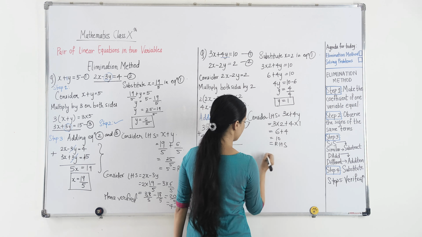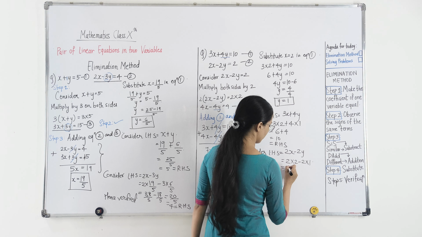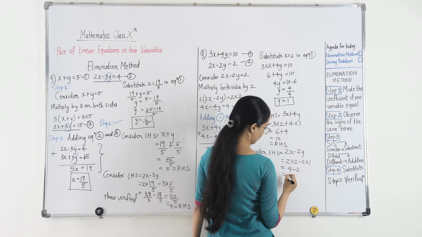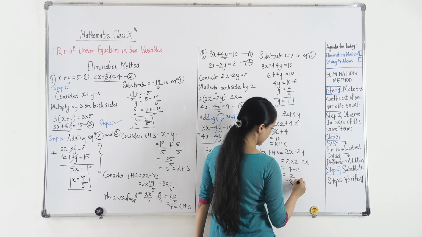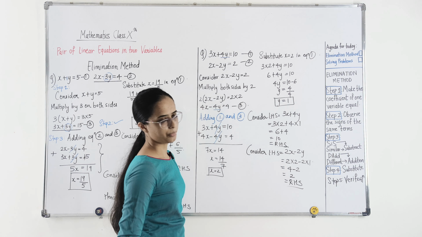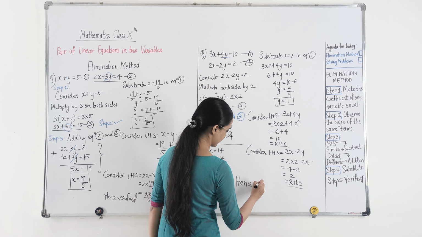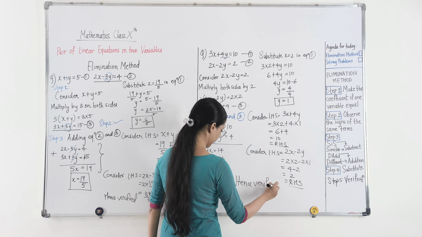Similarly, you're going to consider the LHS of your equation number 2, the original equation 2. So that is 2x minus 2y. Your x in this case is 2 and your y in this case is 1. So we get 4 minus 2, so that is equal to 2 and that is equal to your RHS. Since you get LHS equal to RHS in both the equations, hence you can say that your solution is verified.